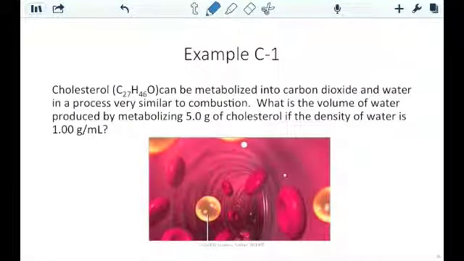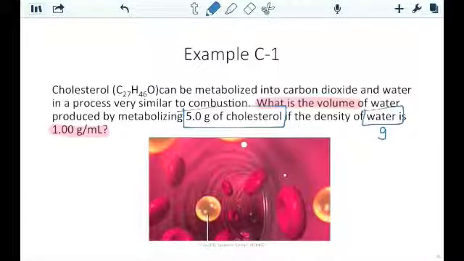It says cholesterol, which is C27H46O, can be metabolized into carbon dioxide and water in a process very similar to combustion. What is the volume of water produced by metabolizing 5 grams of cholesterol if the density of water is 1 gram per milliliter? So, what is the volume? Now it gave us the density. With water, 1 gram per milliliter means that 1 gram is going to equal 1 milliliter. So we find the number of grams, we find our milliliters. So it's really only going from grams of cholesterol to grams of water.